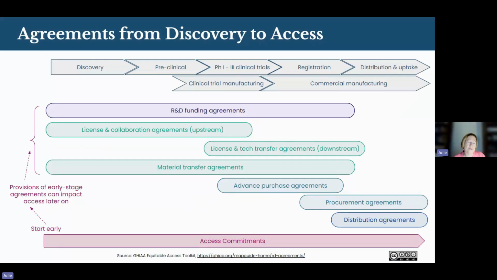This slide is actually adapted from one of the commentaries in the toolkit, which explains some of the types of agreements that are often involved in product R&D. So let me talk about each of these agreement boxes, a bit about what they mean and the partners that can be involved. And hopefully some of this will resonate with where you all are in your organizations. So of course, there are agreements from the time there is discovery through preclinical, clinical, registration, distribution.